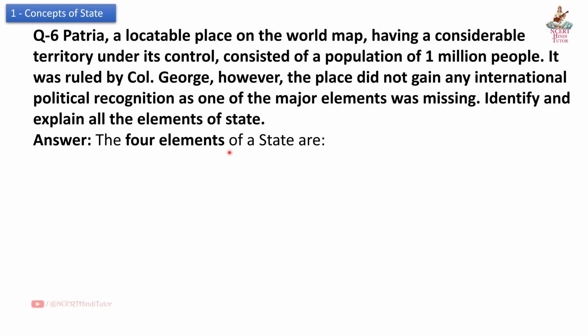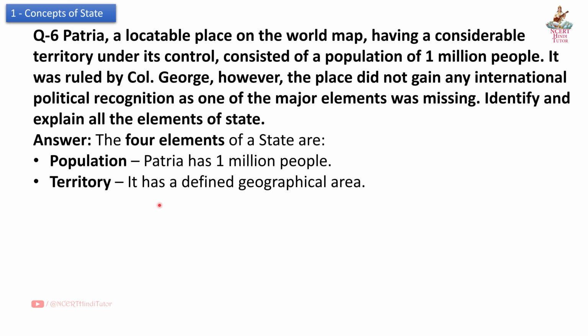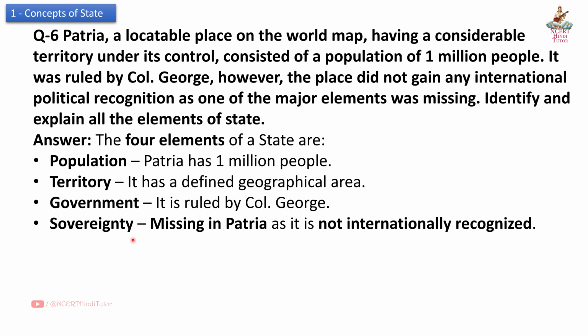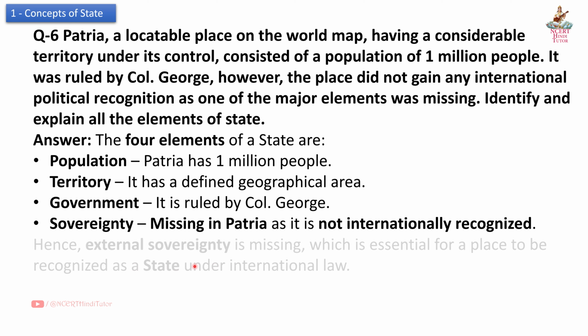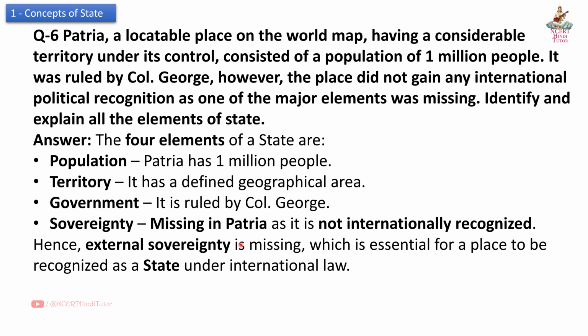Answer. The four elements of a state are population. Patria has 1 million people. Territory. It has a defined geographical area. Government. It is ruled by Colonel George. Sovereignty. Missing in Patria as it is not internationally recognized. Hence, external sovereignty is missing, which is essential for a place to be recognized as a state under international law.